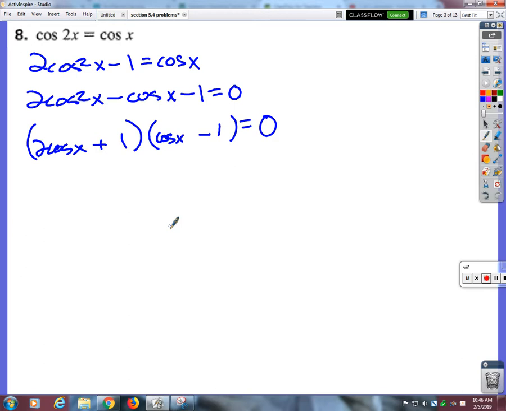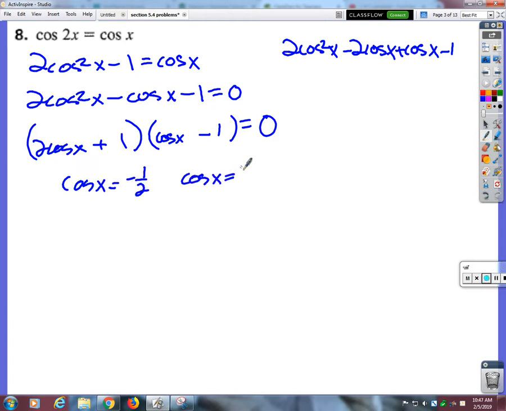If I FOIL this out, first times first, 2 cosine squared x, outside times outside, negative 2 cosine x, inside times inside, positive cosine x, last times last, negative 1. If I combine these like terms, then I get that. So I have factored it correctly. When you have that 2 in front, it just kind of messes things up a little bit. Anyway, that means this piece has to equal negative 1/2, and this piece has to equal 1. Look up those x coordinates on the circle chart, and then pass your assignment forward.